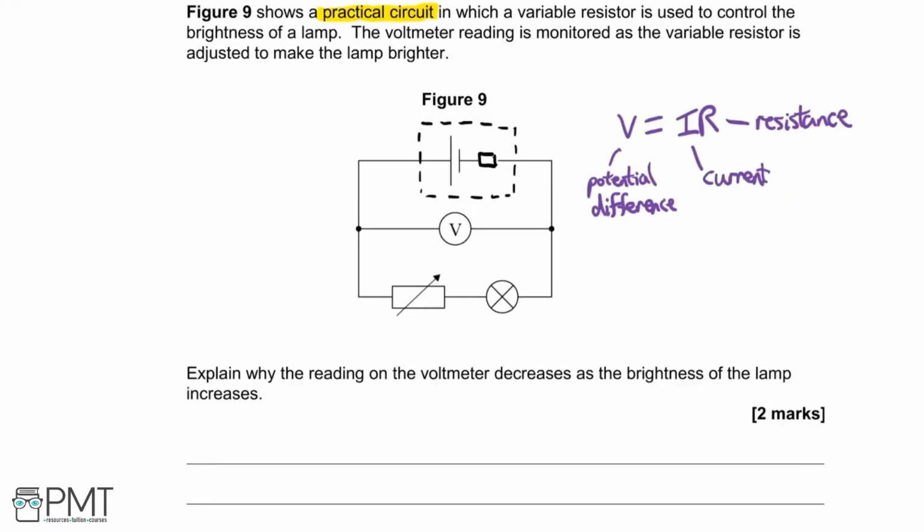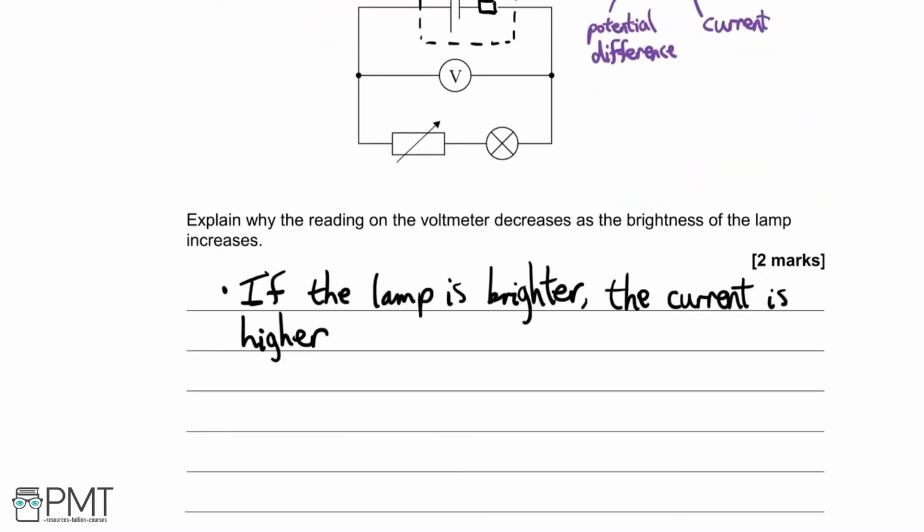So let's write that down. If the lamp is brighter, the current is higher. The second mark is going to be for talking about a higher current through that internal resistance, which then reduces the PD.